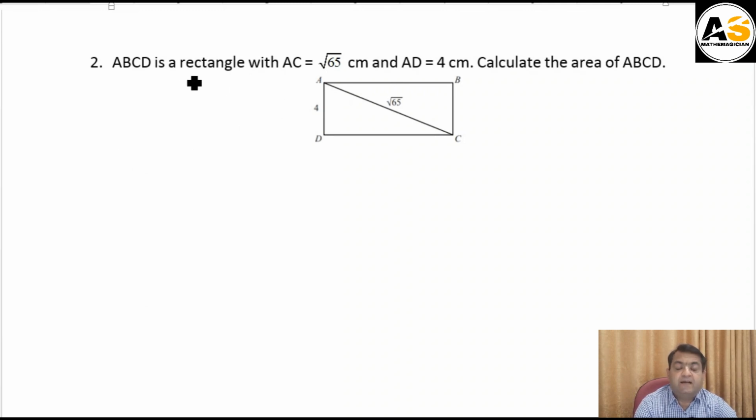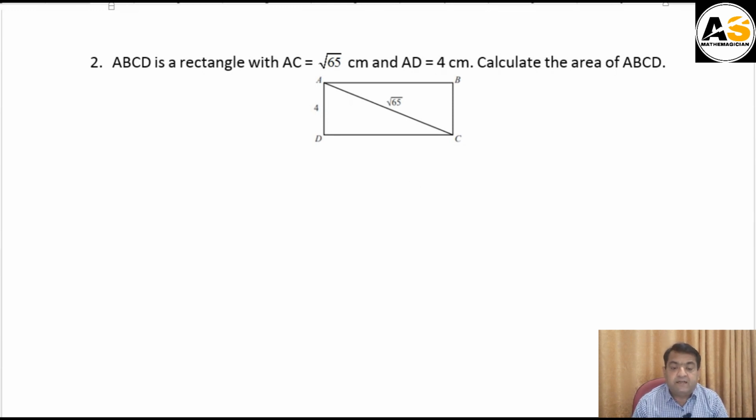ABCD is a rectangle with this AC side, which is basically diagonal, square root 65, AD is 4, and we have to find the area of this rectangle. Area of the rectangle is basically length into width. So first of all, we will calculate width.